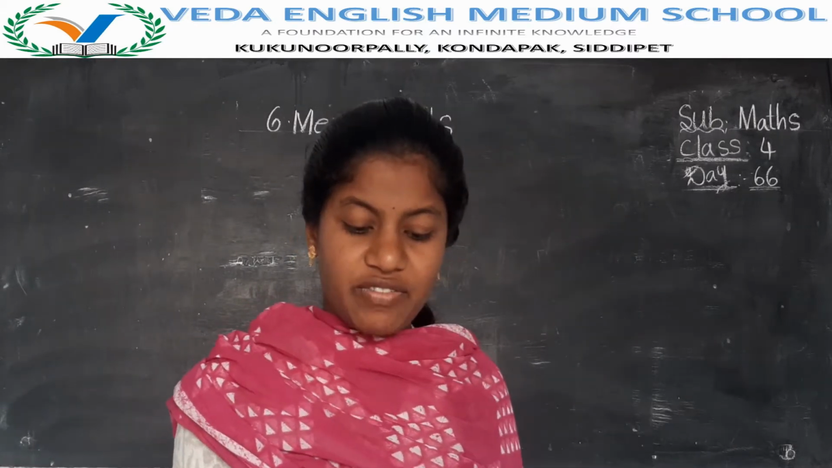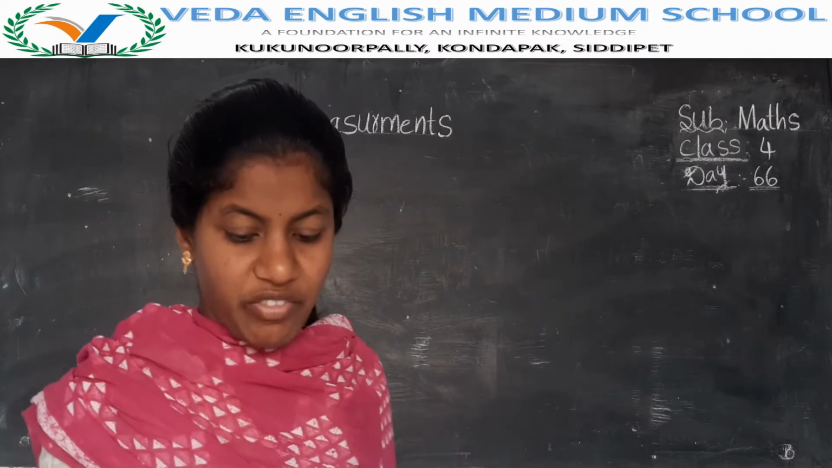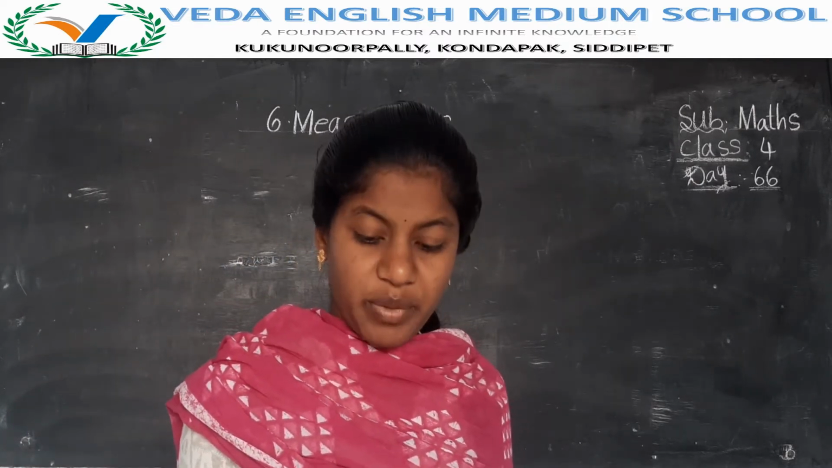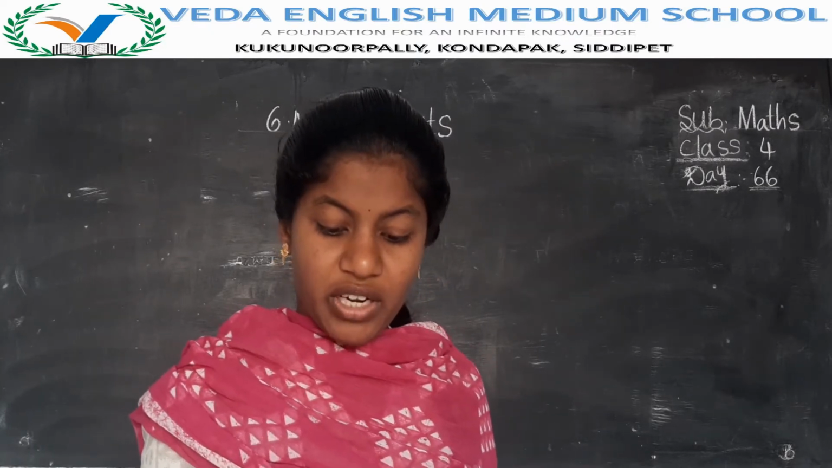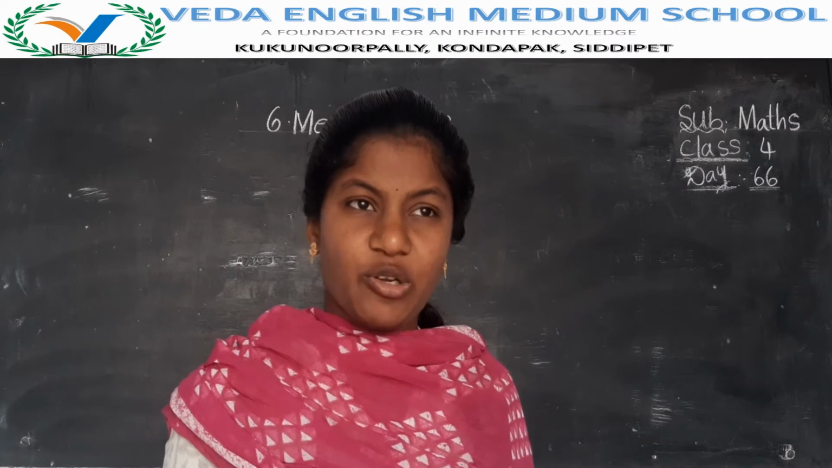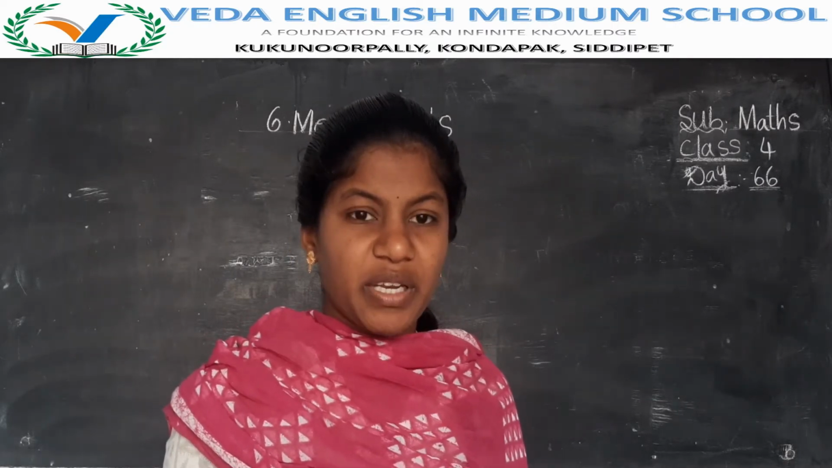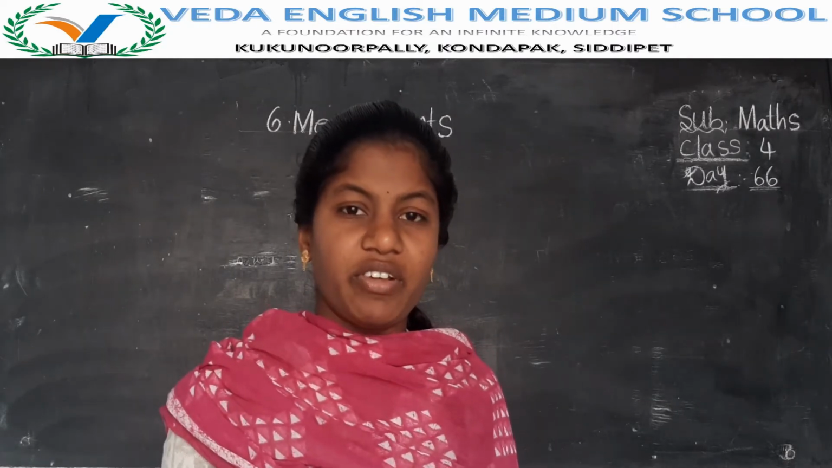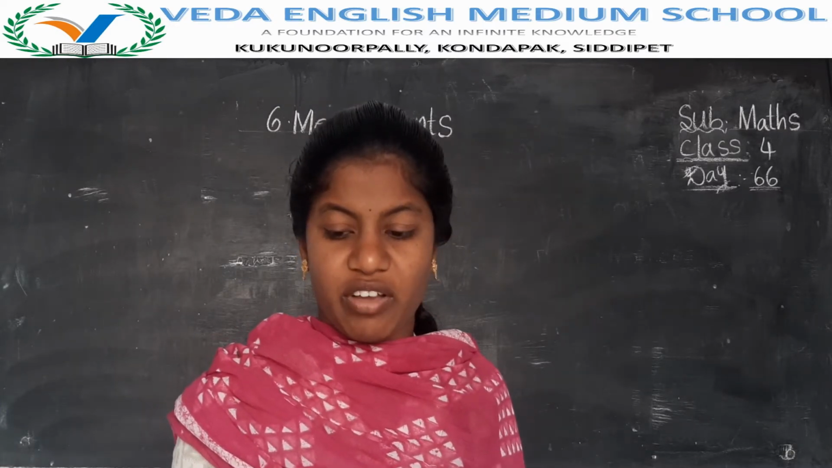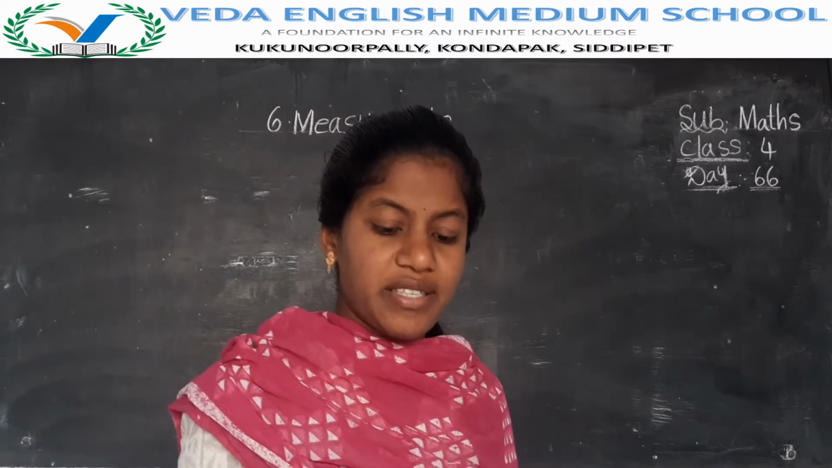In our yesterday's class we started the measurements chapter and learned meter, kilometer, like that. That means we learned three types of measurements. To measure distance we use kilometer, meter, millimeter, centimeter. To measure weight we use grams and kilograms. To measure capacity we use liters and milliliters. Based on that we have completed exercise 6.1.